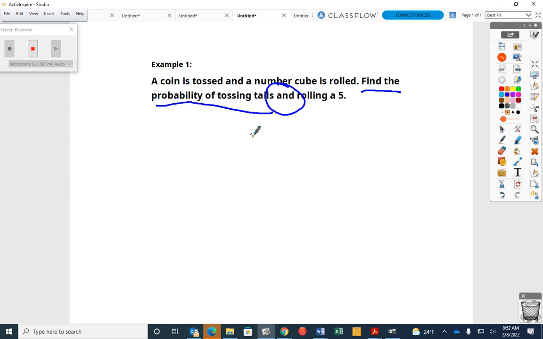So the first thing I'm going to do, what's the probability, Sailor, of me tossing a tails? 1 out of 2, right? This is the probability of getting tails. Now, what's the probability of rolling a 5? 1 out of 6. How many 5s are there? 1. 1 out of how many? 6. So the probability of a 5 would be 1 out of 6.